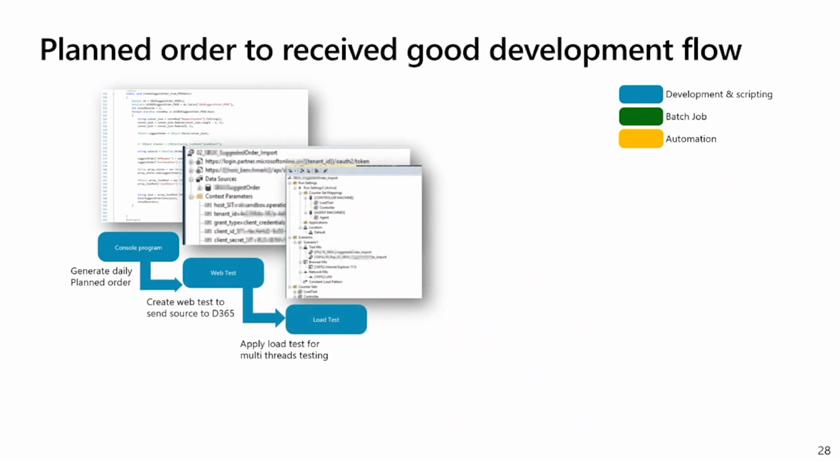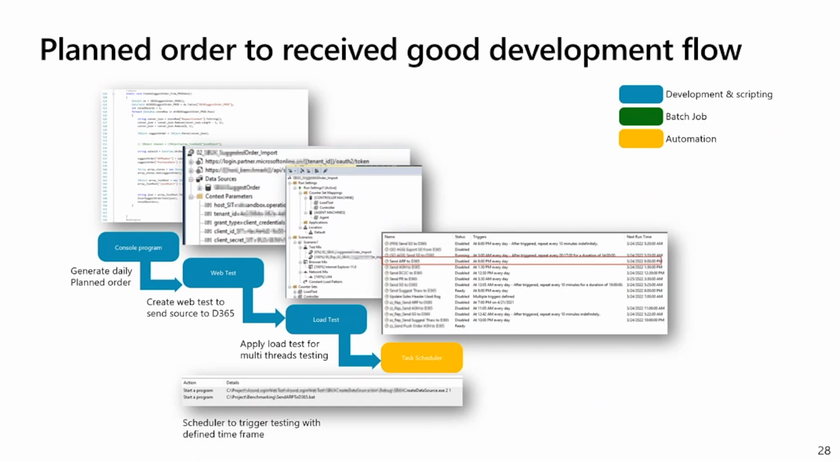And then I created a web test in Visual Studio. I used the web test to connect between the Dynamics 365 F&O and the data source from my SQL Server transactional data. You need to specify the credential and get the token for authentication. Then I created a load test for the web test. It can do multi-threading for sending data to the F&O, and it helps simulate the third-party system sending the data to Dynamics 365 Finance and Operations. And it is also triggered by the task scheduler.